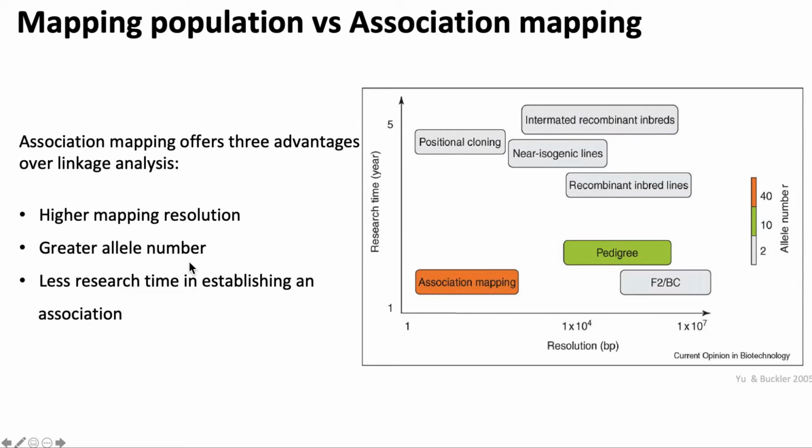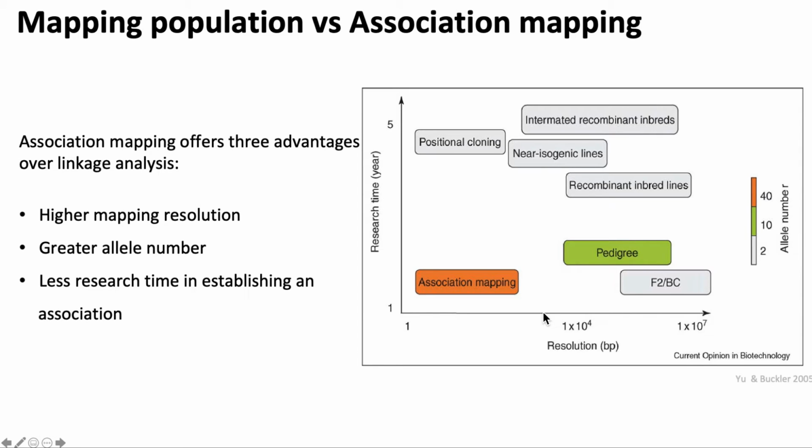And also in association mapping, we can test for more alleles. So here in this graphic, you can see that in association mapping, potentially we can test for more than 40 alleles in the same locus, but in biparental populations that come from pure lines, we can just assess two different alleles, one that comes from the mother and another one that comes from the father.